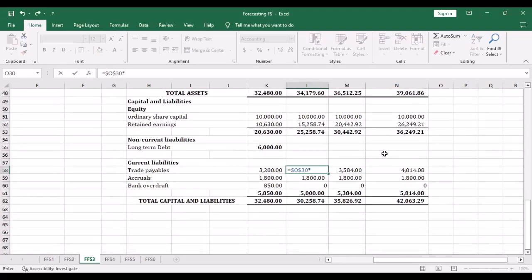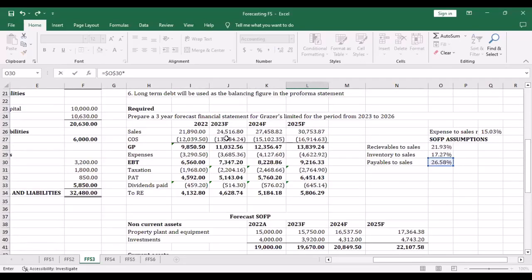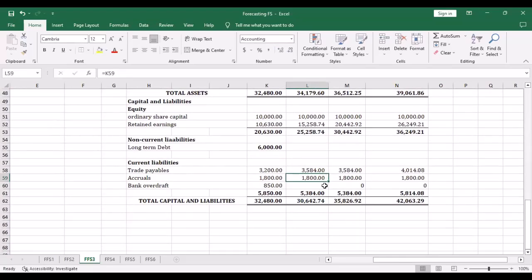I multiply by the cost of sale. This one, isn't it? The next one in 2023. So I start with the negative, then I take that one, isn't it? So it was here. Then I drag. Something like that, isn't it?